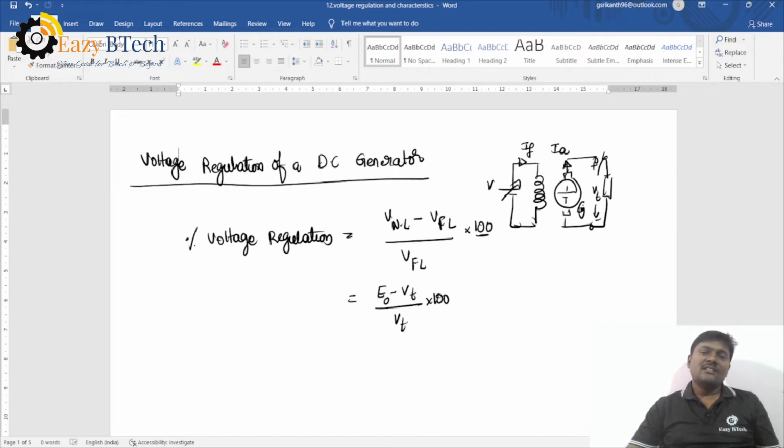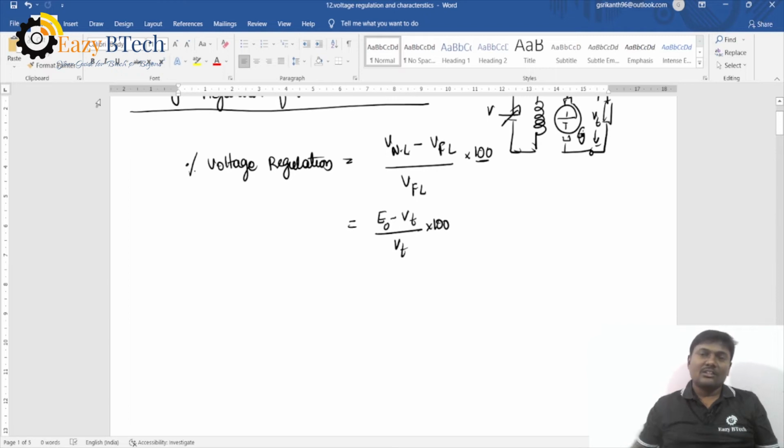It is the change in no load voltage minus full load voltage, divided by full load voltage. It is expressed as a percentage fraction of full load terminal voltage. That is called the terminal voltage or load voltage. The voltage which appears across the load in a DC generator, we can call it the terminal voltage.